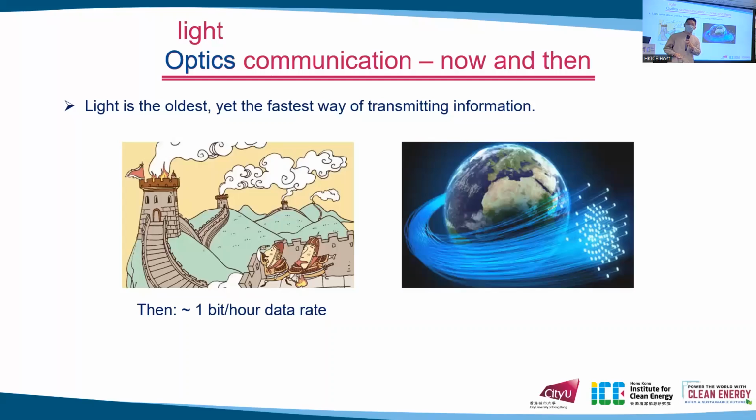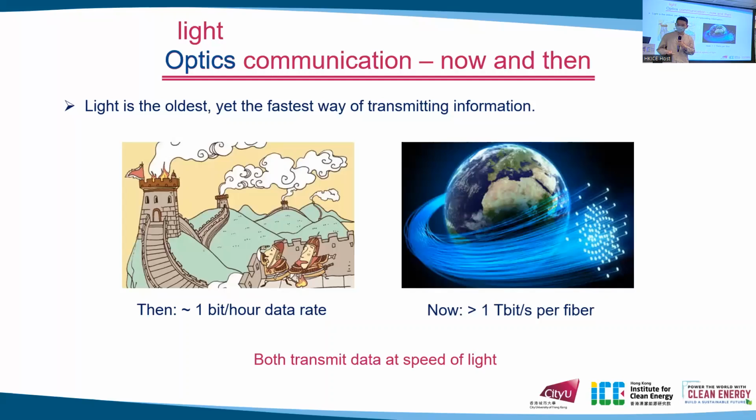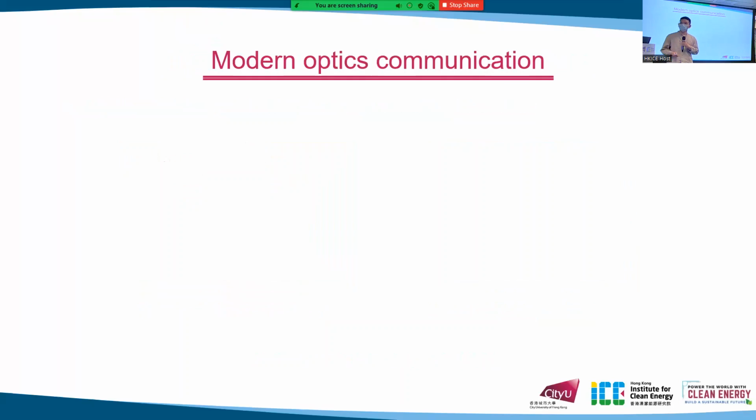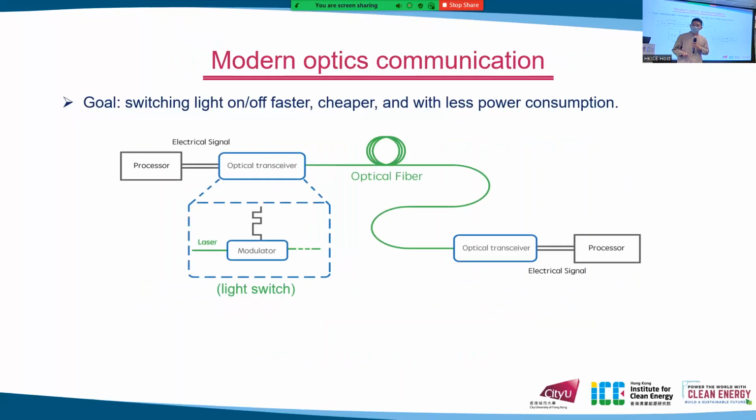And now we use optical fiber to communicate. The data rate can be higher than 1 terabit per second per fiber. However, both with the smoke and the optical fiber, we transmit data at the speed of light. So in modern communication, usually we have the electrical signal. Our phone and our computer, they all use the electrical signal.